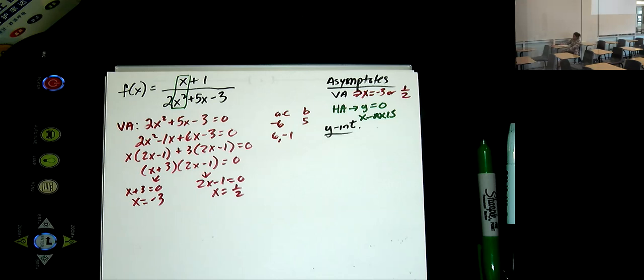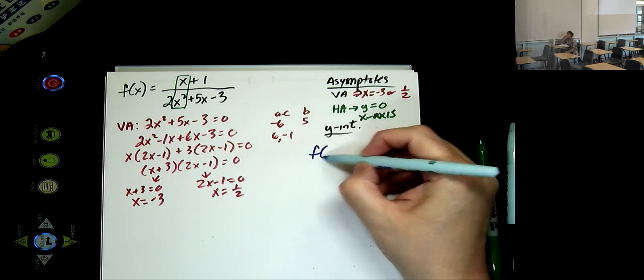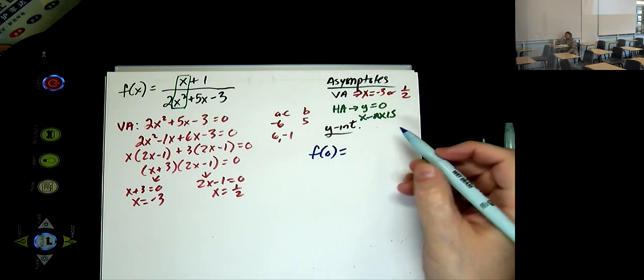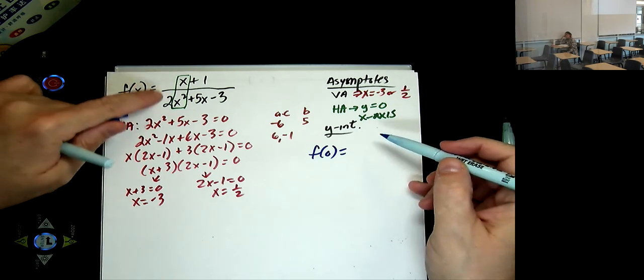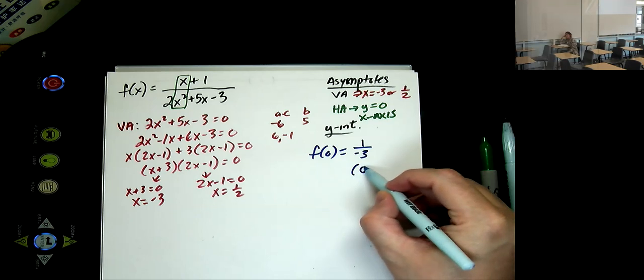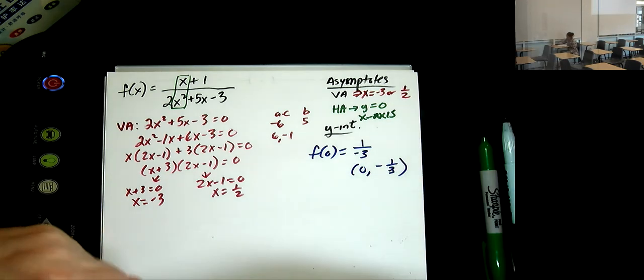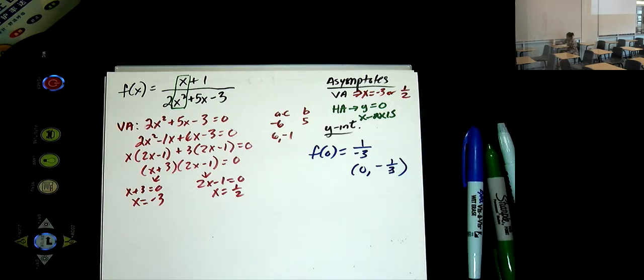What else do we need? Y-intercept. How do we get the y-intercept? When x is 0. Yeah. F of 0. Anything with an x in it goes away, and we have 1 over -3. So the point 0, -1/3. And I think we're ready to graph.